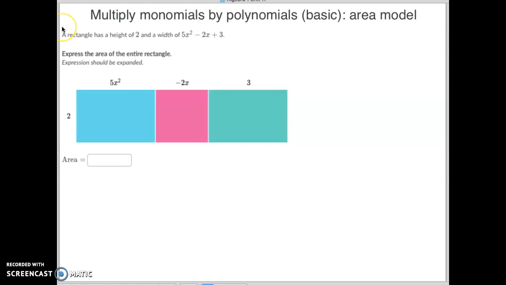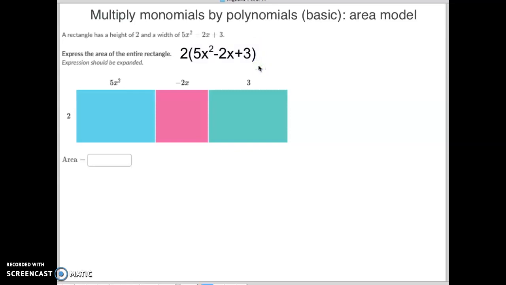So let's get started. A rectangle has a height of 2 and a width of 5x squared minus 2x plus 3. So basically what they're saying is you're going to take the height of 2. You know how to find the area of a rectangle. You take the length or the height times the width, or the width times height. Well, if the height is 2, and the width is 5x squared minus 2x plus 3, we would write it out like this.